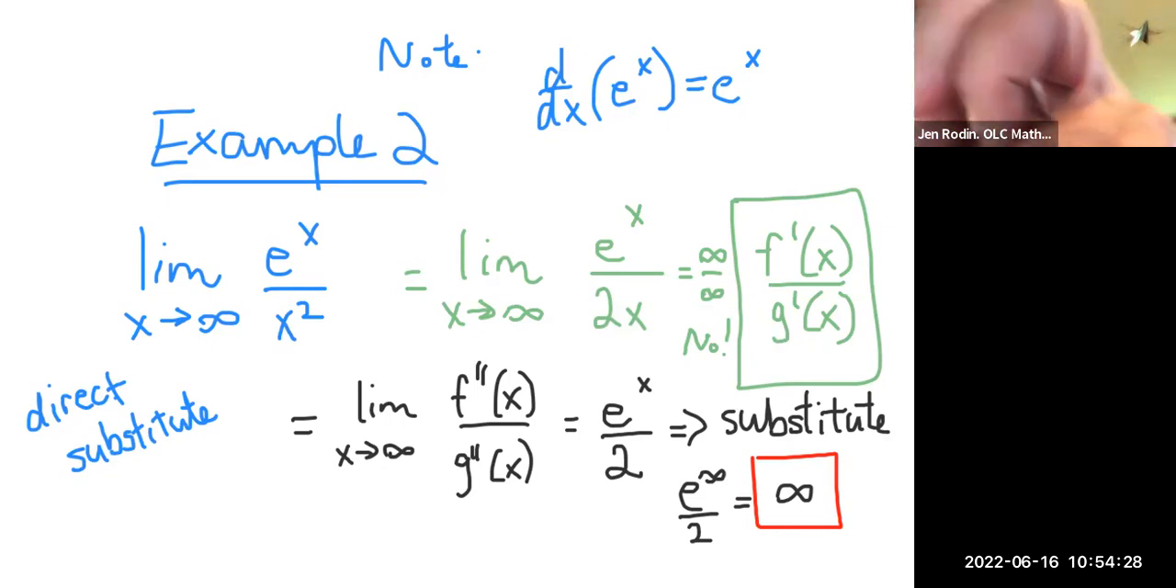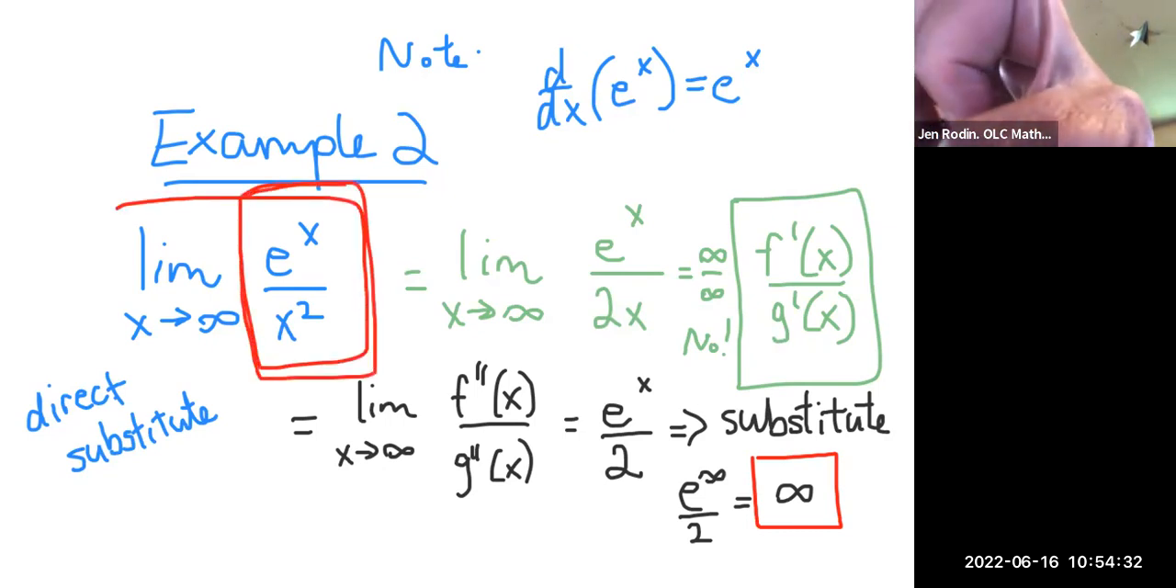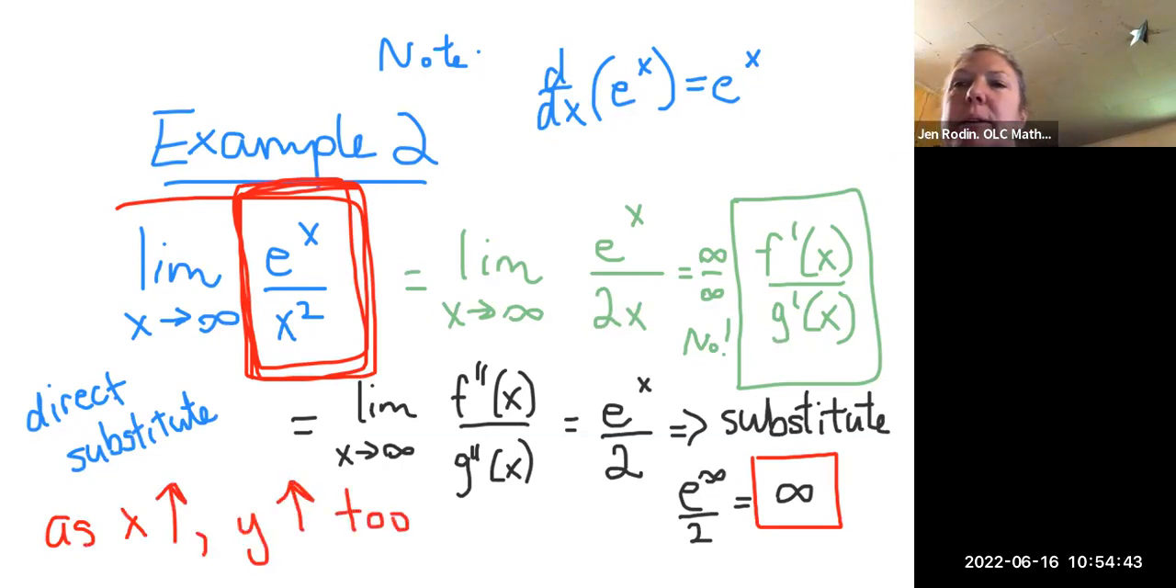So all that's saying is that this function, as x gets huge, y gets huge as well. And just looking at a graph, we would know that. You'd be like, oh, obviously it's going to be infinity. But if we wanted to prove it algebraically, then we use L'Hopital's rule.